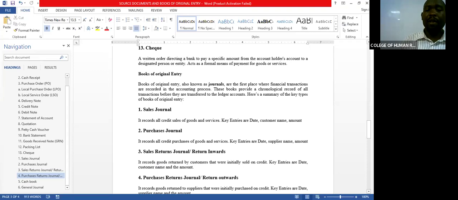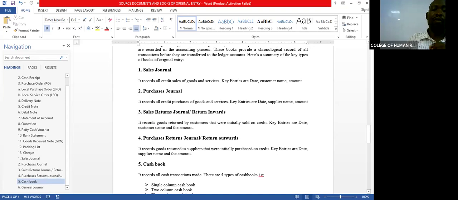Then for the purchases returns, it records goods the business has returned back to the supplier, which were initially acquired on credit from those suppliers. So once we acquire goods on credit from a supplier, and then we realize that they have some issues and we return them back, they become purchases returns to us. Because we had purchased them, we have now returned them, they should be recorded in the purchases returns journal.